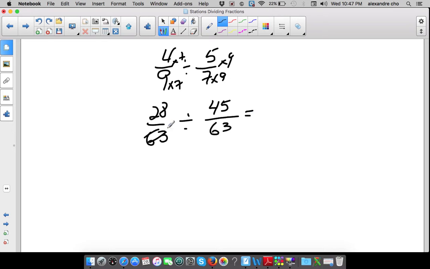Quick way of doing this. Ignore the bottom ones and just write that. 28 goes as your numerator, 45 as your denominator. Can we simplify that? I think not. Final answer.